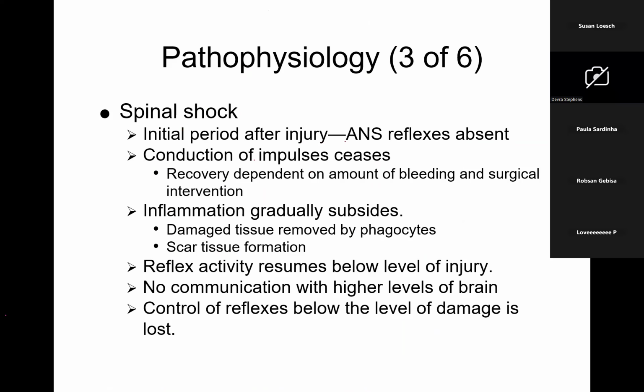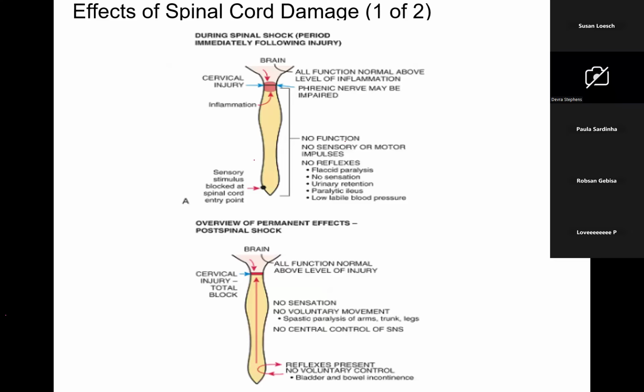The reflexes will resume in the spinal cord below the level of injury, and any undamaged tract will continue to conduct impulses through the level of damage. Control of reflexes below the level of damage is lost. And there's no communication here with the higher levels of the brain. All right, so this is just showing you if the injury occurs here, this is what would be lost. So take a good look at it.